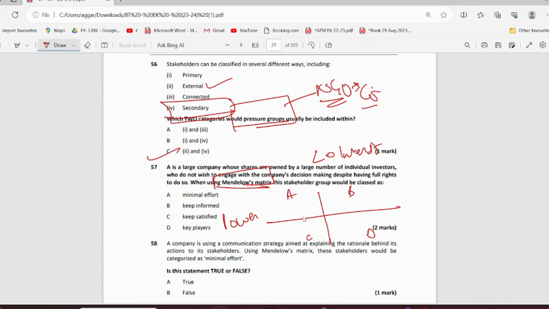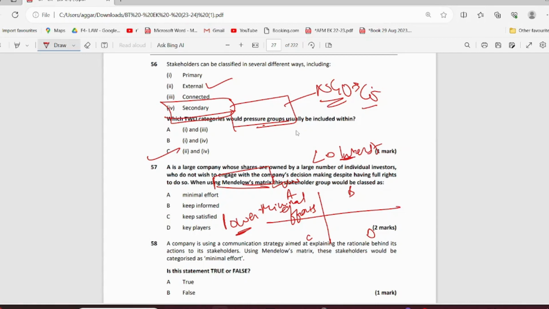Now, if my interest is low and my power is low, that means I will have to keep minimal effort with that. For example, you have pressure groups. So pressure groups form part of your minimal effort category. For example, government also to some extent falls under this category because they do not have a lot of interest in your business, and of course they do not have a lot of power also.